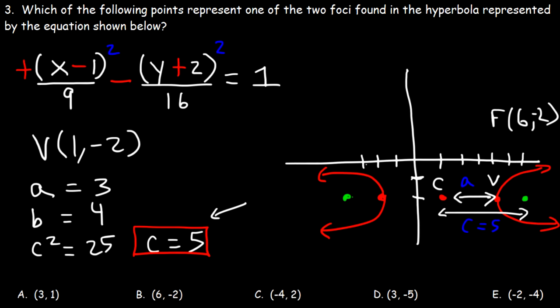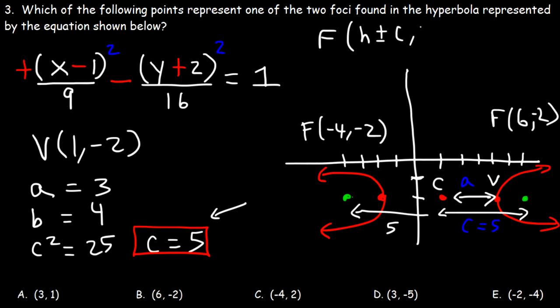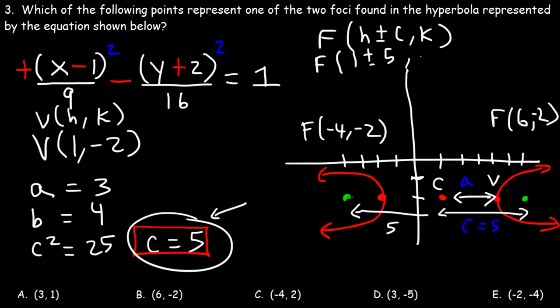And if we travel 5 units this way, we'll get the point -4, -2. So whenever the graph opens to the right or to the left, here's the equation for the foci. It's h plus or minus c comma k. The vertex is h comma k. So h is 1 and k is -2. So it's 1 plus or minus 5, that's the value of c, comma -2.